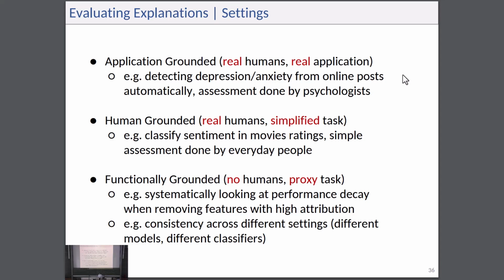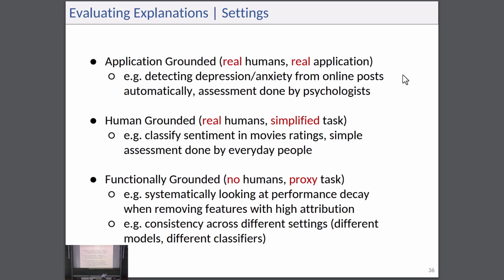There are usually three very broad categories in which we try to evaluate explanations. The first one is we take the model, we put it in the task that it's supposed to perform, maybe even as support for something, and then we ask real humans that work in that real application to do an accurate evaluation of it. For instance, if there is a psychologist that uses a model to detect depression or anxiety from online posts, they look at the explanation of the model, and they can very much judge whether that explanation is correct from their perspective.